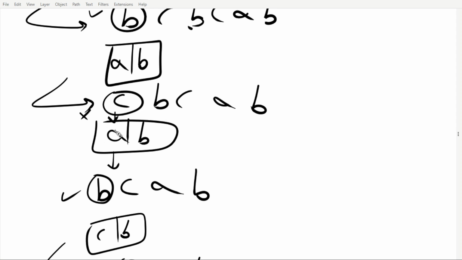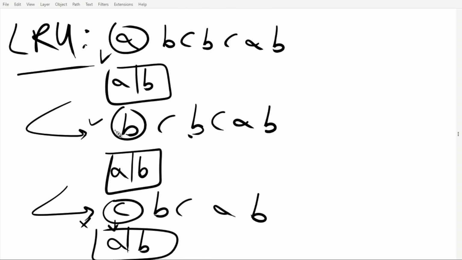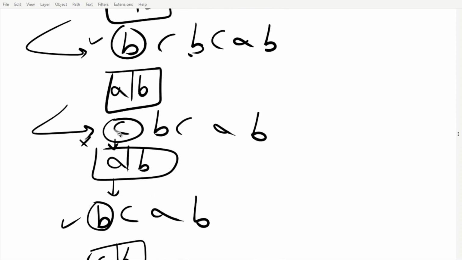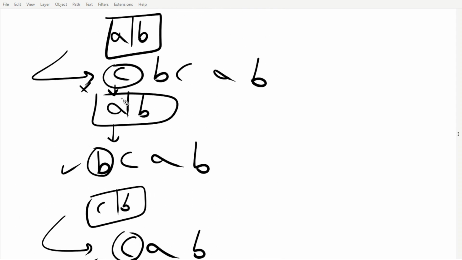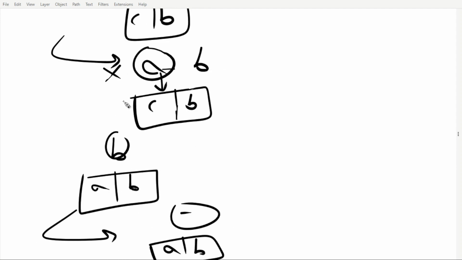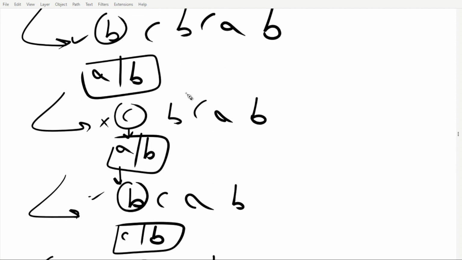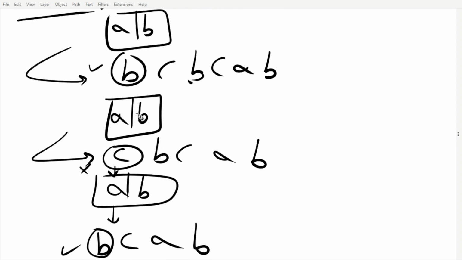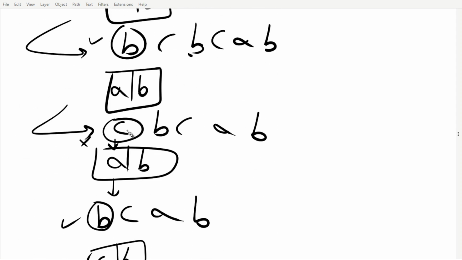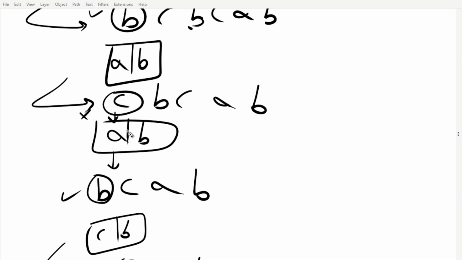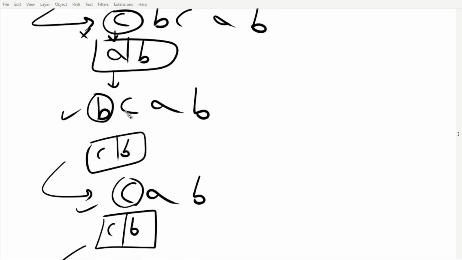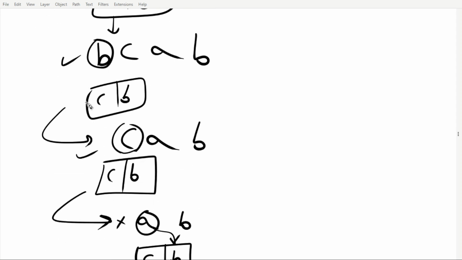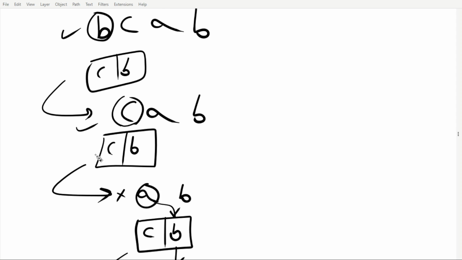C replaces A. We consider this in FF algorithm. CB CAB. In FF, C is replacing A. Here also C is replacing A. So it is working identically. So next two steps again are cache hit.